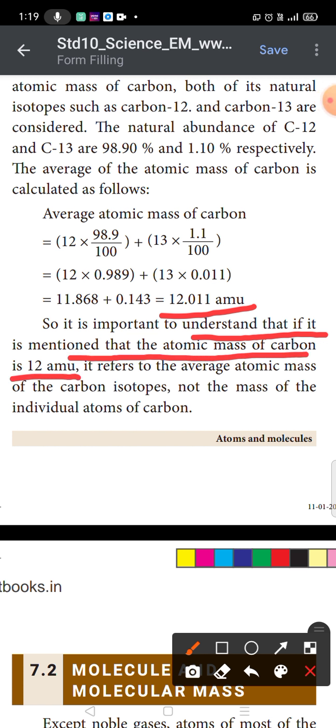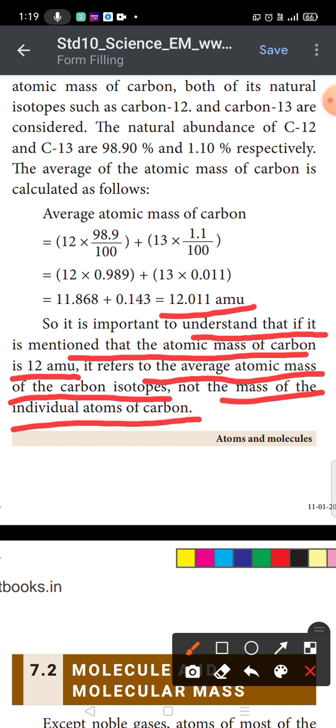So, it is important to understand that if it is mentioned that the atomic mass of carbon is 12 AMU, it refers to the average atomic mass of the carbon isotopes, not the mass of the individual atoms of carbon. The average atomic mass is 12 AMU, not the mass of the individual atoms of carbon. Here 12.011 AMU is mentioned, the average atomic mass of the isotopes. Right.